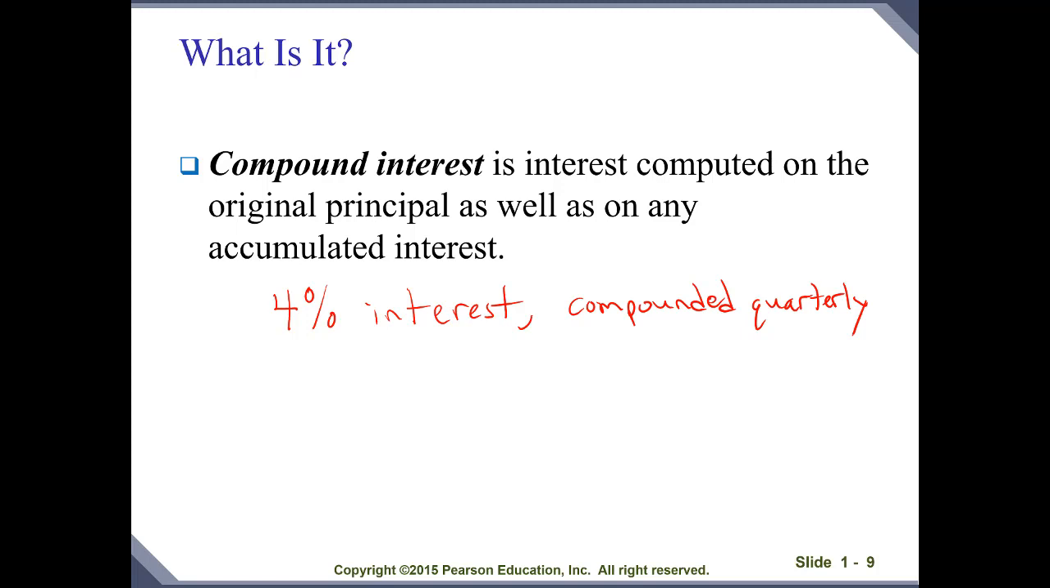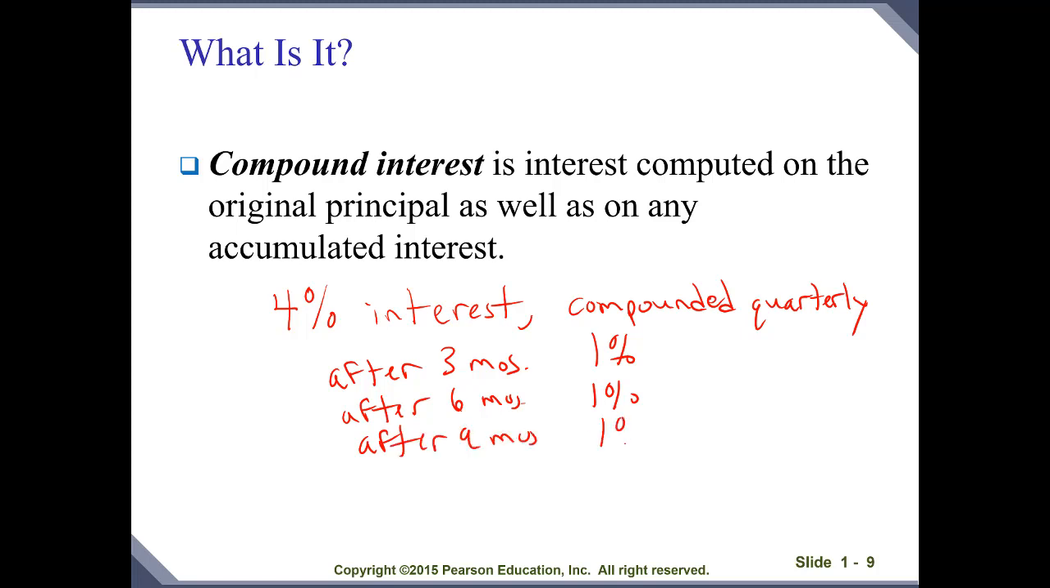So after 3 months or 1 quarter, I get 1% interest earned on whatever I have deposited. And then after 6 months, I get another 1%. After 9 months, I get another 1%. And finally, after 12 months, I get another 1%. So I've earned 4% interest for the year, but it's been paid out quarterly. We call these compounding periods.